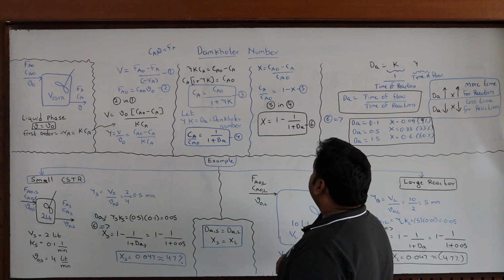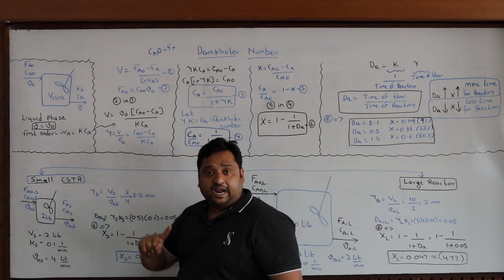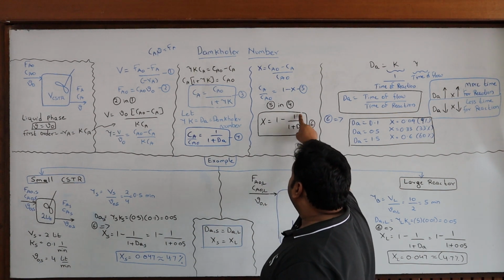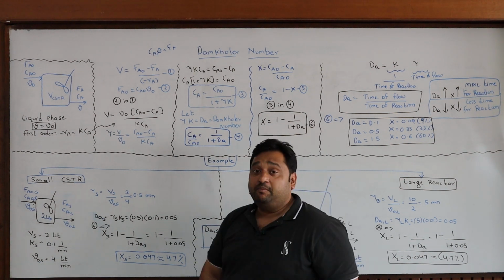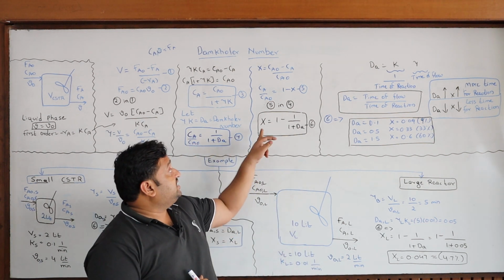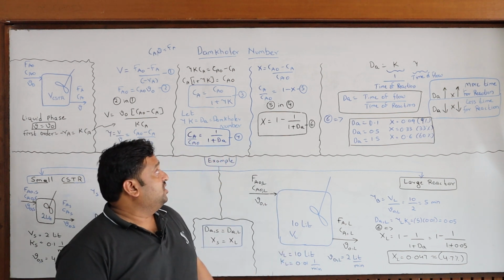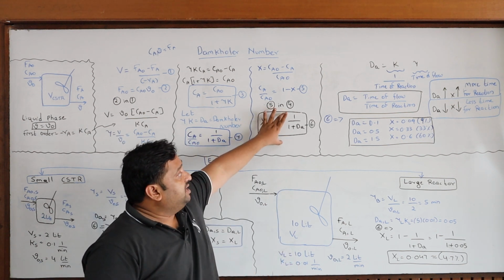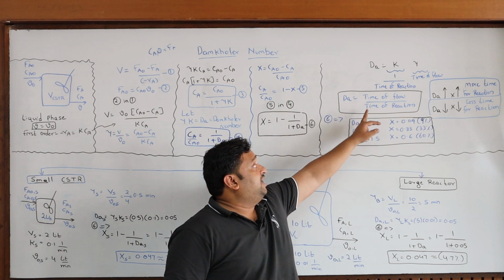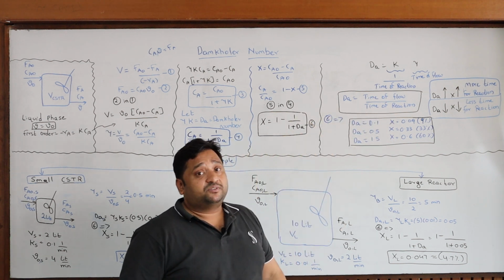What happens? X, the conversion in this reactor, is 1 minus 1 by 1 plus Damkholer number. That means if you know the Damkholer number of a reactor, you can estimate what is the conversion in that particular reactor. So using this formula, I have already explained, if higher is the Damkholer number, higher is the conversion, lower is the Damkholer number, lower is the conversion.